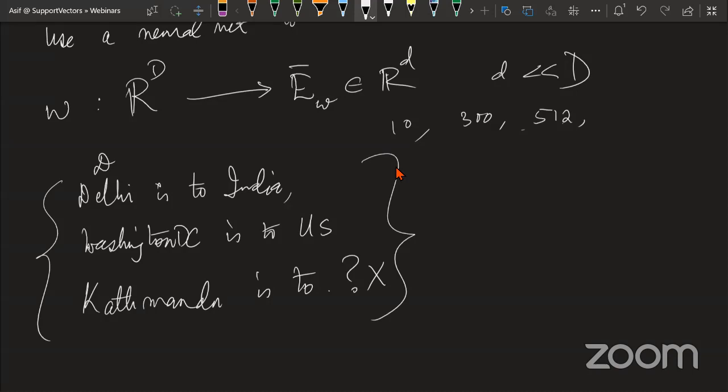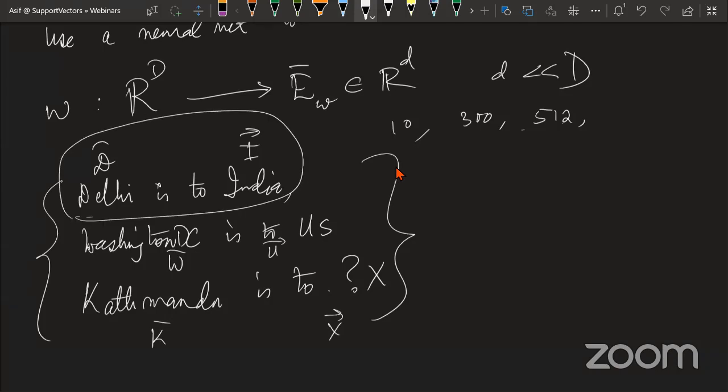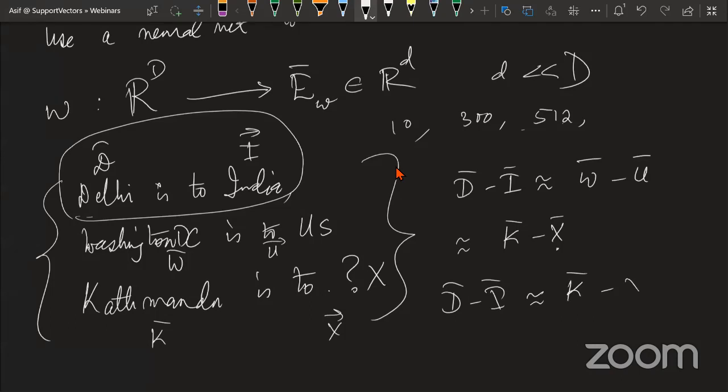It's quite interesting. Let me represent Delhi with a D vector, India with an I vector, Washington with a W vector, US with a U vector, Kathmandu with a K vector, and this as an X vector. What people found is, if you do this, D minus I was very close to W minus U, and therefore you assume that it is also approximately K minus X. So you could use any one of these bits of knowledge to compute the likely value of X. So Delhi minus India is approximately the same as Kathmandu minus X, whatever X is. And so you can solve this and say X is approximately equal to Kathmandu plus India minus Delhi.